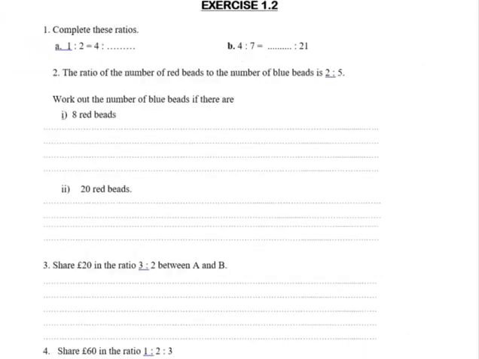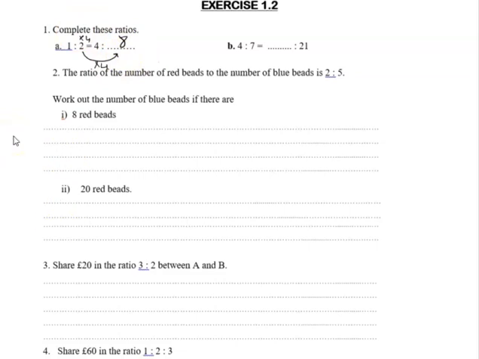This is exercise 1.2. Now, for question 1, it says complete these ratios. Now we've got 1:2 is equivalent to 4:what? Now here this 1 is changing into 4. So what did we do? We multiplied it by 4. So whatever you do to one side, you do it to the other side. So we're going to multiply this side by 4 as well. So we're going to do 2 times 4, and that's going to give us 8.